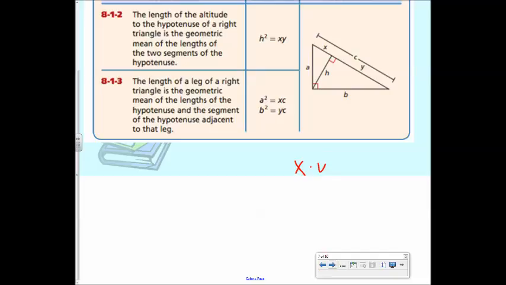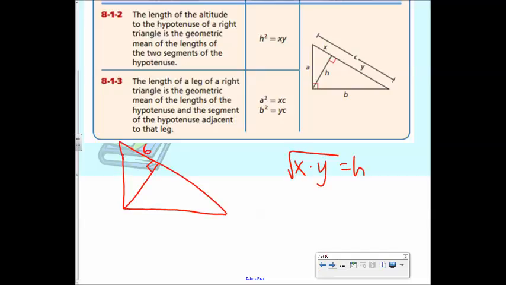Okay, so x, y would give me h. So for instance, if I know that this is 6 and this is 12, then I know that this right here, h, is the geometric mean of those two numbers.